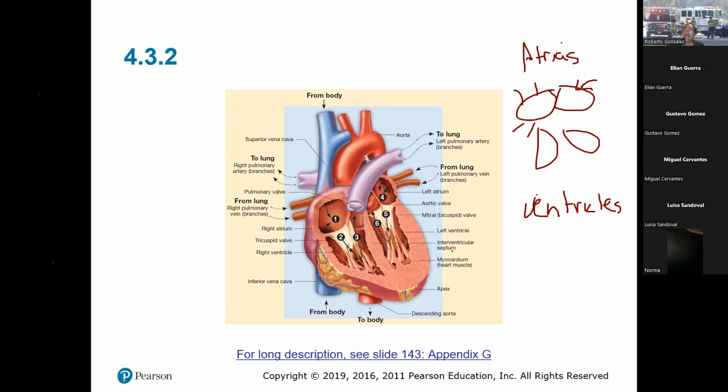And usually the left side is stronger than the right side because it has to push all that blood all over the body. So if you notice on this picture right here, look at the difference between the wall here and the wall here. It's a lot thicker on the left side. So that tells you that the left side requires more oxygen, and most heart attacks are going to occur in the left side.